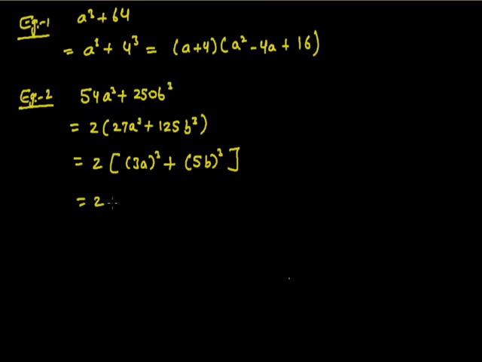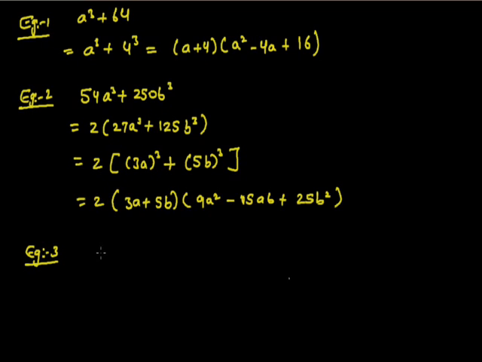Now we can use the identity, that is 2 into a cube plus b cube is a plus b, that is 3a plus 5b, into a square, that is 3a whole square, so it will become 9a square, minus ab, that means minus 3a into 5b, that is 15ab, and plus b square, that is 5b square, so it will become 25b square. So in this way we need to use the identity, and before using the identity we actually have to convert it into that form. Accordingly, then only we can use the identity and do the factorization.